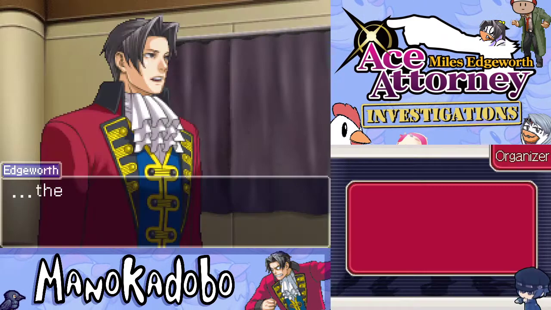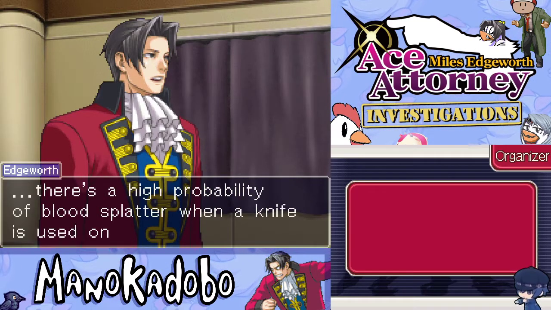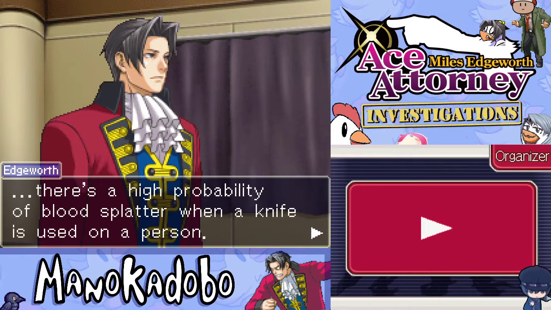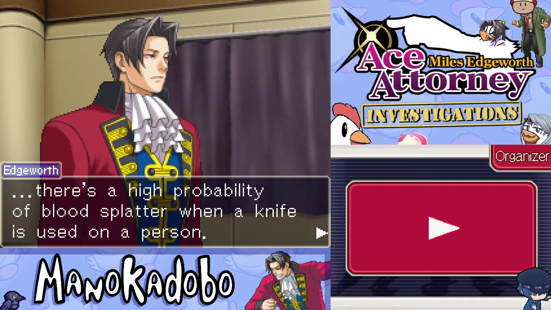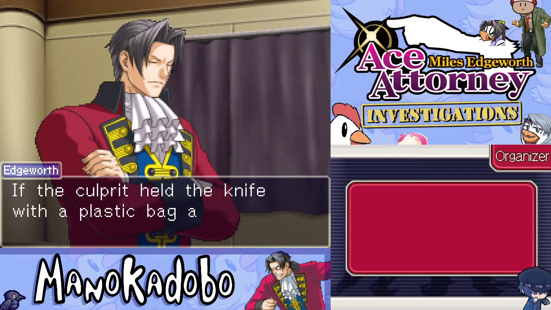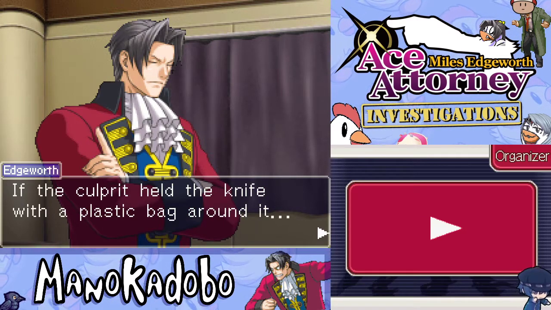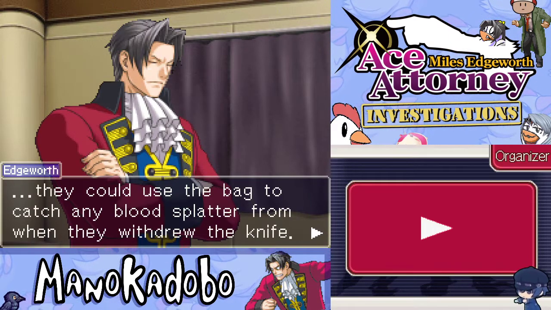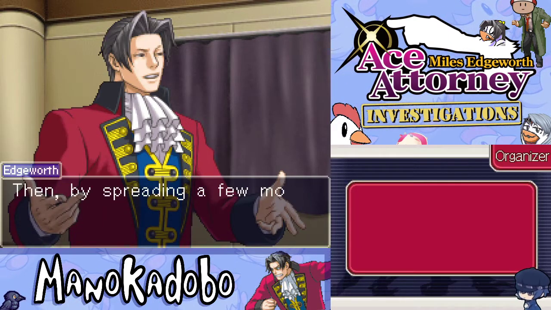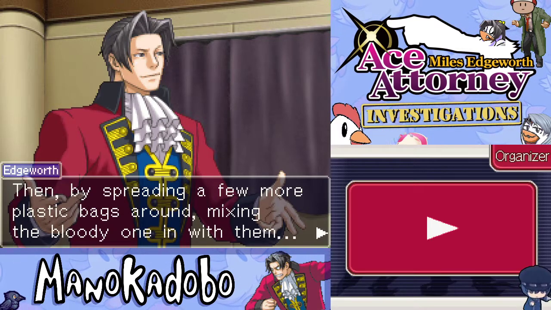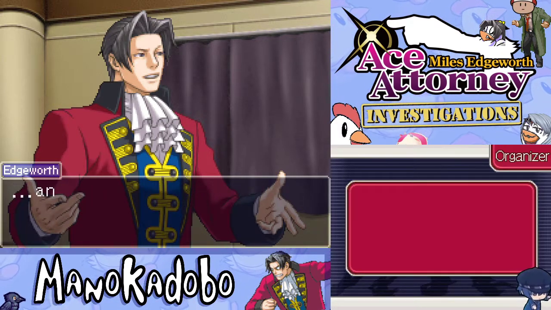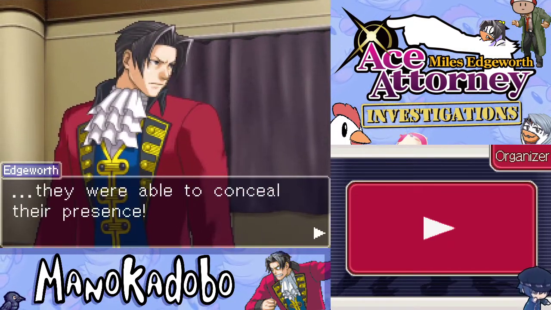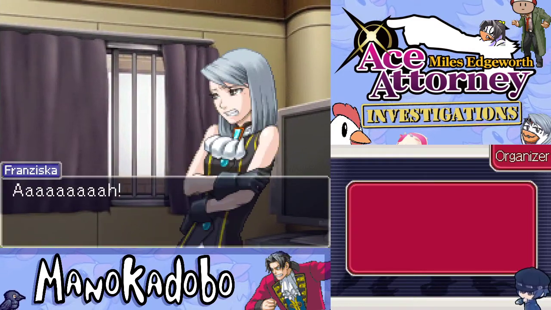Do you not see the possibility in this? Disregarding the gun for the moment, there's a high probability of blood spatter when a knife is used on a person. If the culprit held the knife with a plastic bag around it, then they could use the bag to catch any blood spatter from when they withdrew the knife. Then by spreading a few more plastic bags around, mixing the bloody one in with them, and arranging the room to make it look like there was a struggle between the two, they were able to conceal their presence.